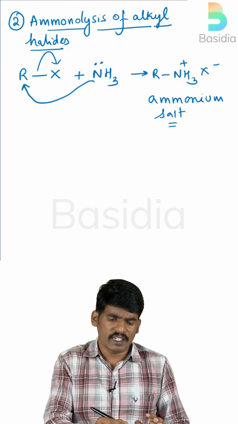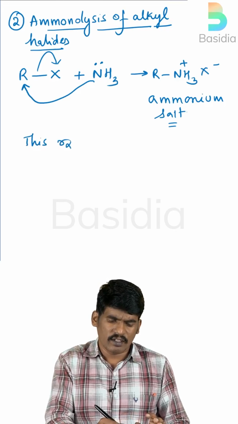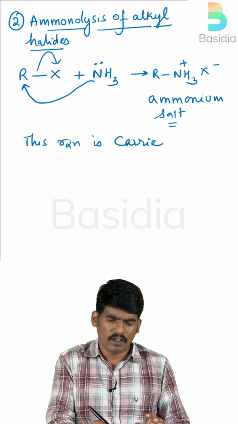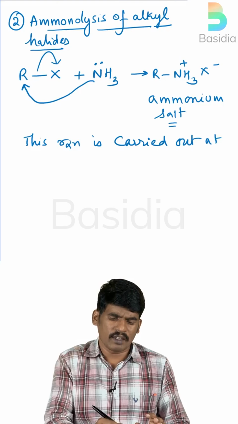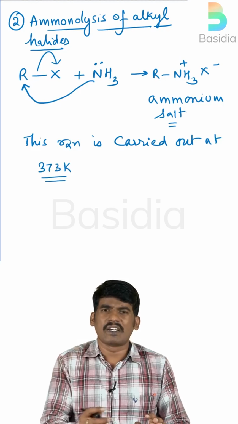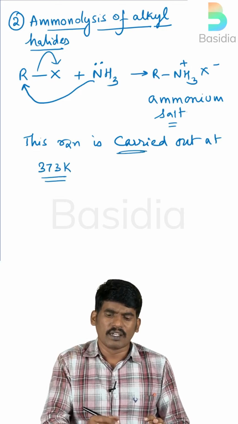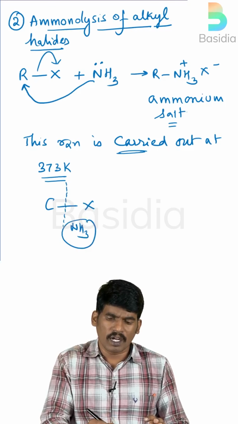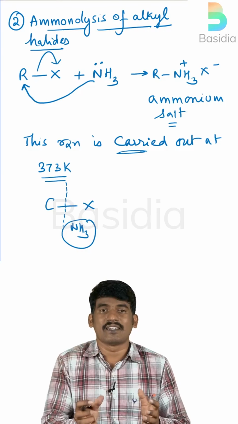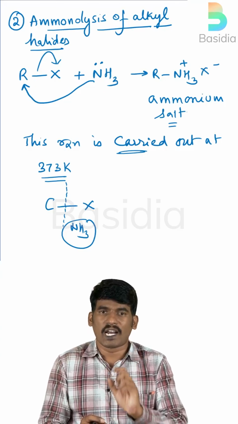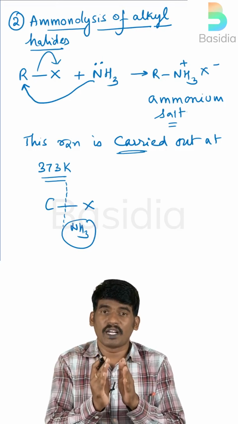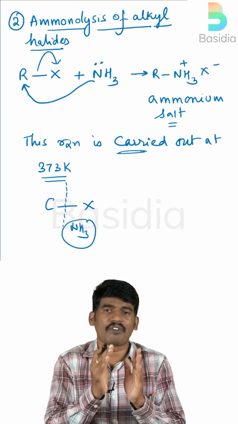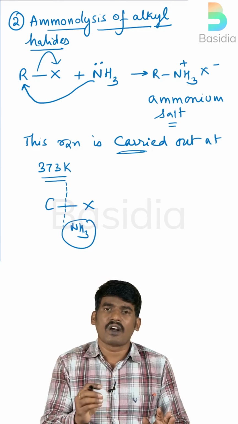And this reaction is carried out at 373 Kelvin, around 100 degrees Celsius. Actually, in this reaction, what will happen? In alkyl halide, the C-X bond will be there, no? That cleavage of the C-X bond by ammonia takes place. That reaction is called ammonolysis. Ammono means ammonia. Lysis means breaking. Which bond are you breaking? The C-X bond you are breaking with the help of the ammonia molecule. That reaction is called ammonolysis.